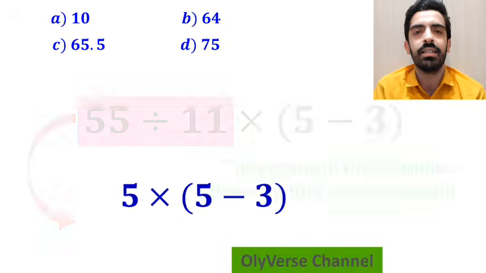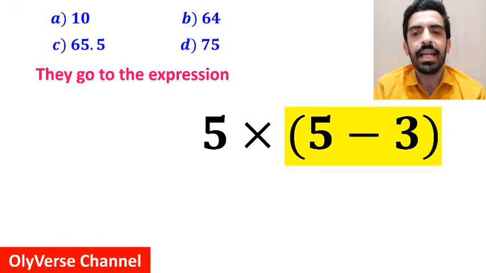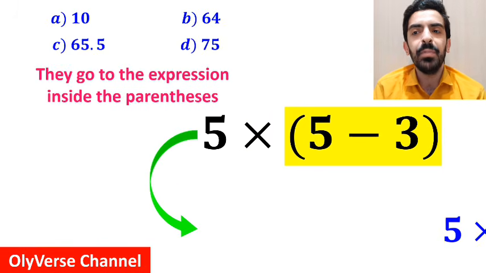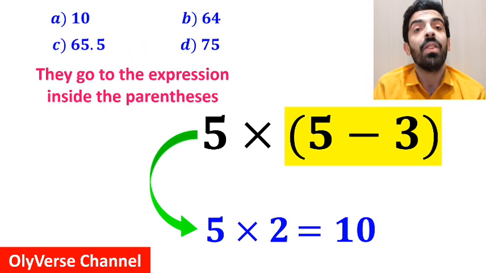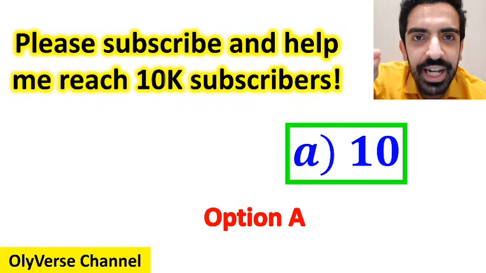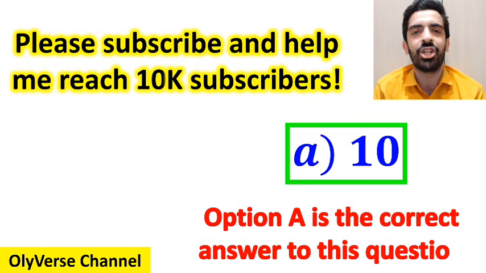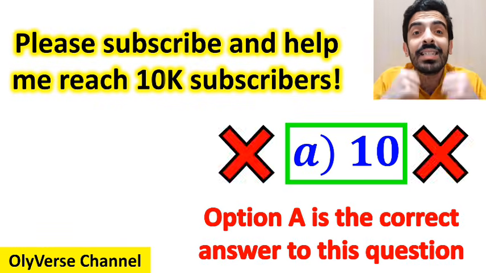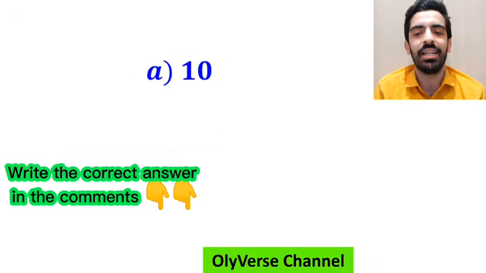And in the final step, they go to the expression inside the parenthesis and simplify it to 5 times 2, which eventually gives them the answer 10. Then, without any hesitation, they quickly say that option A is the correct answer to this question. However, it's not the correct answer.